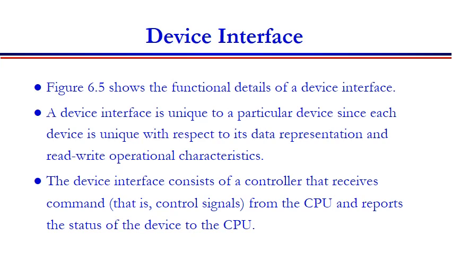Now we will discuss the device interface, which will be in between different devices and the CPU. The figure is showing the functional detail of a device interface. A device interface is unique to a particular device, since each device is unique with respect to its data representation and read-write operational characteristics. So on the basis of the characteristics of different devices, the device interface can be of a unique type. This device interface consists of a controller that receives commands from the CPU and responds back to the CPU according to the status of the given device.